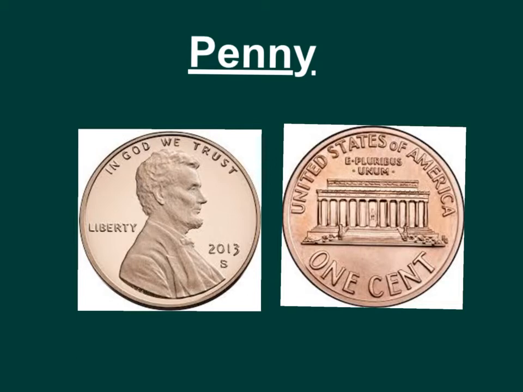Today, pennies are made from copper and zinc, which give them this brassy color. This is different from most coins that look silver.